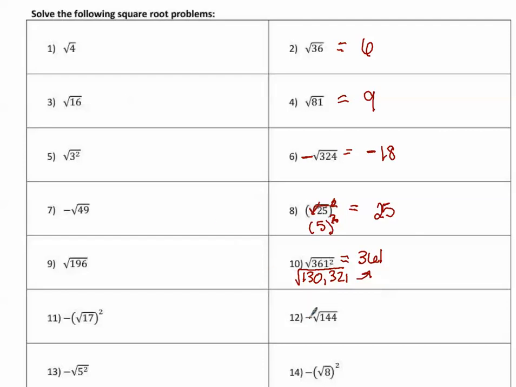Number 12, negative square root of 144. So your answer is going to be negative, since the negative is on the outside of the square root. The square root of 144 is 12, because 12 times 12 gives you 144.